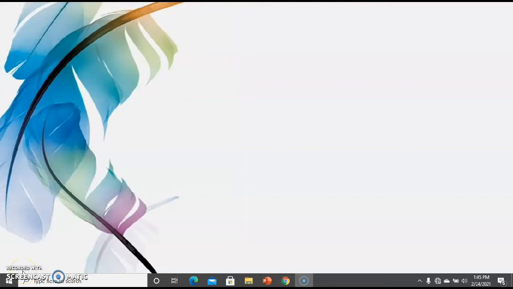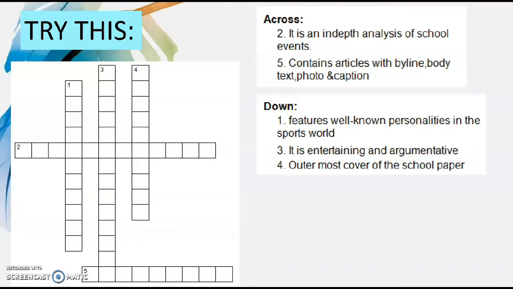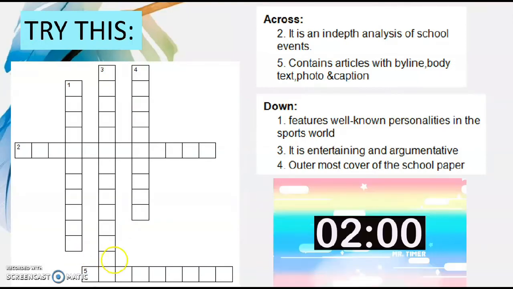Are you having fun so far? Now let's improve your skill by answering this activity. You are given 2 minutes to accomplish the word puzzle. Write your answers on a clean sheet of paper. Are you ready? Let's go!